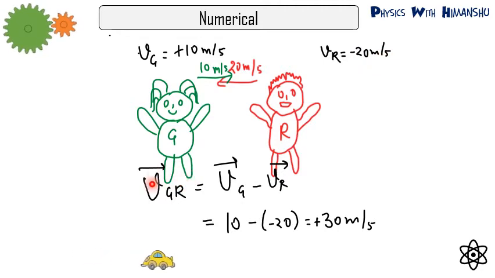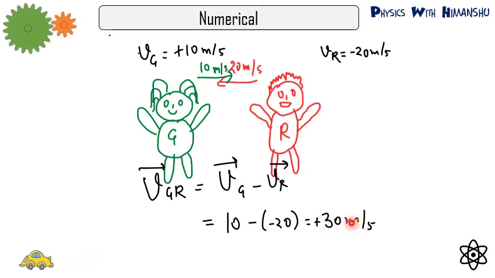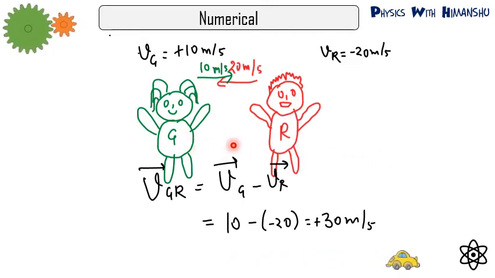So I want to find out VGR, velocity of Mrs. Green with respect to red. It means if Mr. Red will be watching Mrs. Green, then what will be the velocity of Mrs. Green? So VGR will be VG minus VR, putting value of VG 10, putting value of VR minus 20, minus minus will be plus, so answer will be plus 30 meter per second. Now understand the meaning of this plus 30. This plus signifies that when Mr. Red is watching Mrs. Green, she is moving in this direction, and this is correct because she is already coming in this direction. And the velocity will be 30 meter per second.